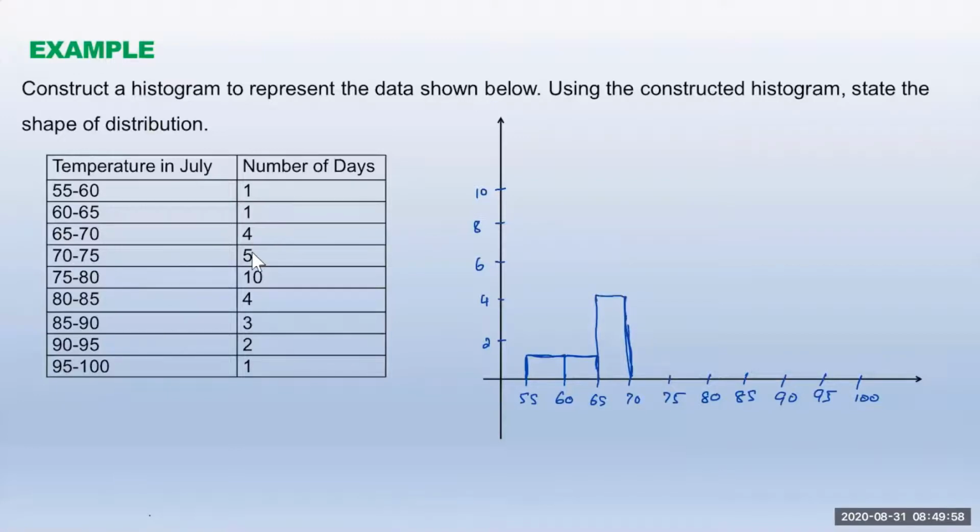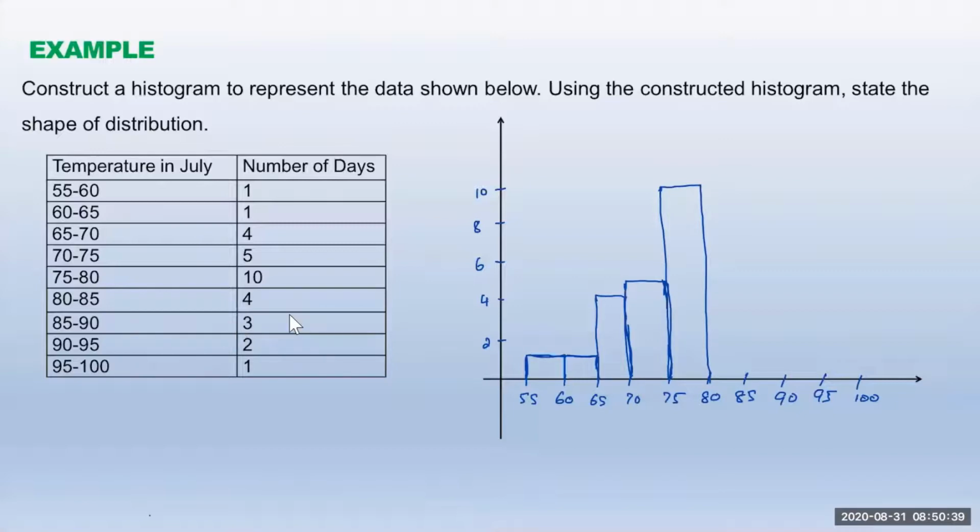Next one, we have to have a bar of height 5. Height 5 is a little bit above that, between 4 and 6. So that is your bar with height 5. Next, we have to draw a bar of height 10, so we have to go all the way to the top. 10 is up to there. Because for 75 to 80, you have a frequency of 10. So we go up to 10, like that. Frequency of 10 there.